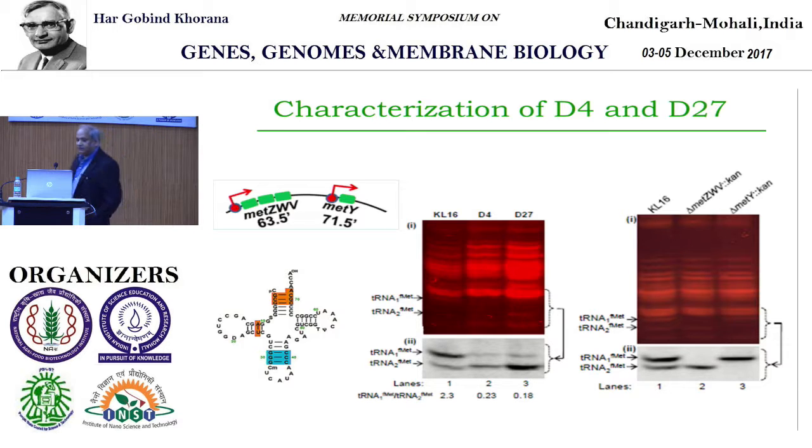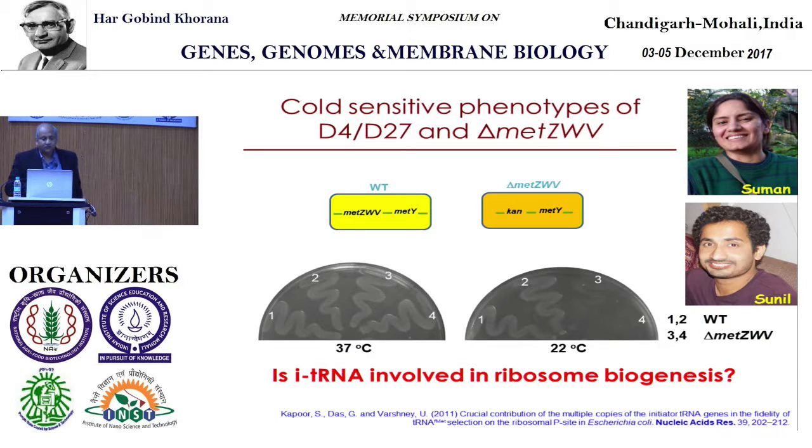So she actually did all of this, and she also showed that if we have this strain where the initiator tRNA genes have been deleted, this strain grows all right at 37, but when we subject it to 22 degrees, it doesn't grow that well. The wild type strain grows, but the mutant does not grow. Now she finished her PhD at this stage, but luckily another graduate student, Sunil, a very bright student, joined, and he found this observation quite interesting.